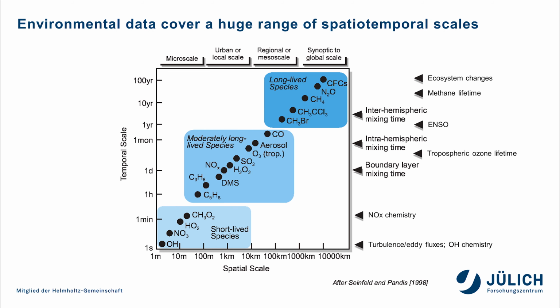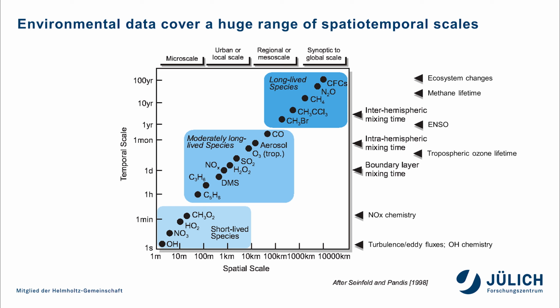Just to highlight this one aspect of the different spatio-temporal scales. In fact, there's a huge range of these scales. What you see here is the famous Junge diagram, and I've extended it on the right with a few more labels. On this diagram you see different compounds in the atmosphere, from OH radicals at the bottom left to chlorofluorocarbons at the top right.